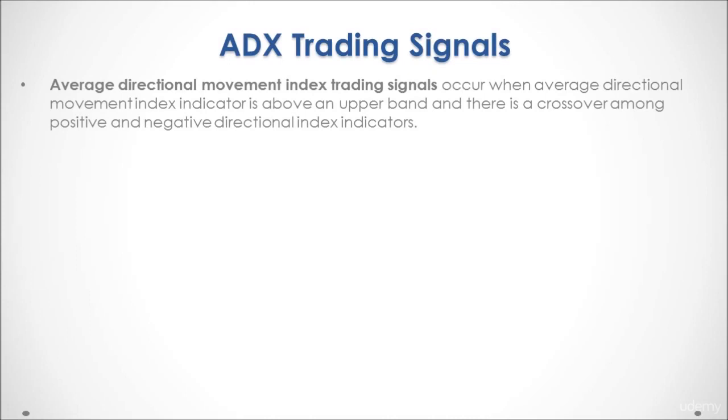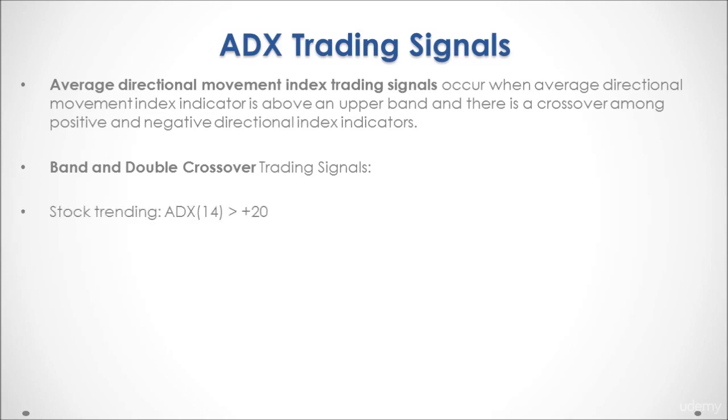Average directional movement index trading signals occur when the average directional movement index indicator is above an upper band and there is a crossover between the positive and negative directional index indicators. Therefore, we have bands and double crossover type of trading signals. First, we identify a stock trending if our average directional movement index is above +20.